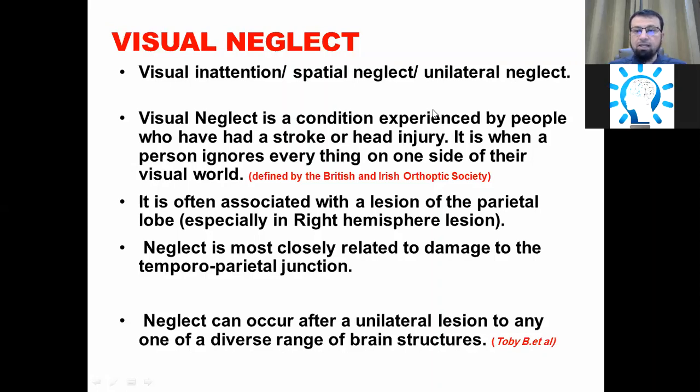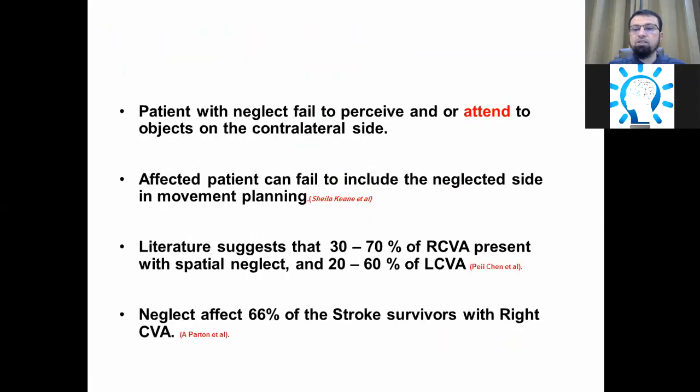The neglect happens when the areas responsible for attention have damage, like the parietal lobe and the frontal lobe. Also, if the patient has a stroke affecting the thalamus, they can have it. That's why visual neglect is unique and different from one patient to another. The key word here is attention.